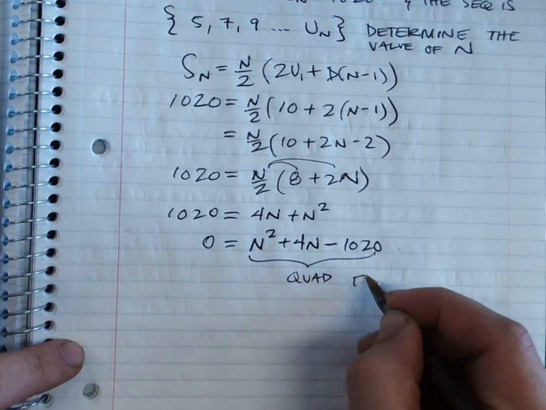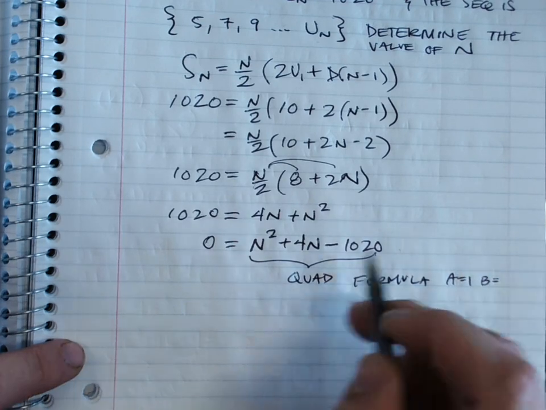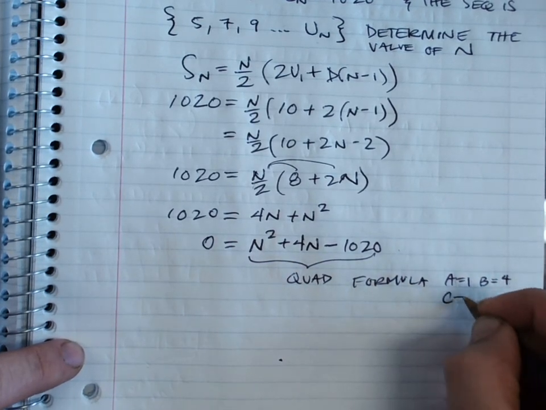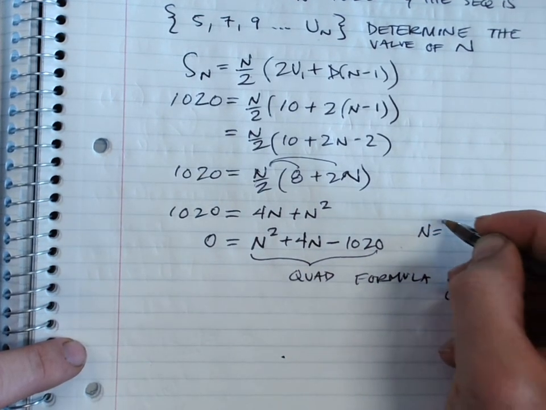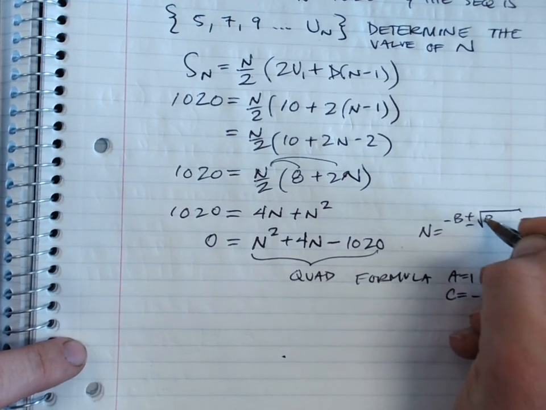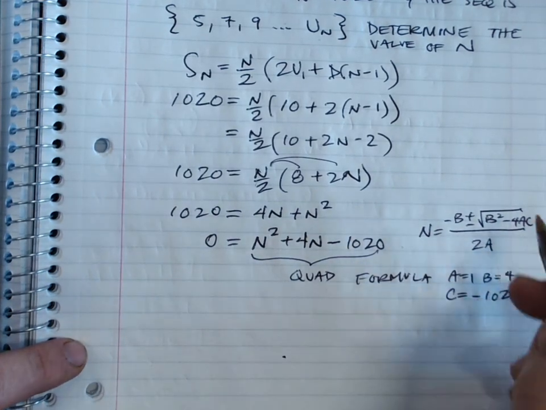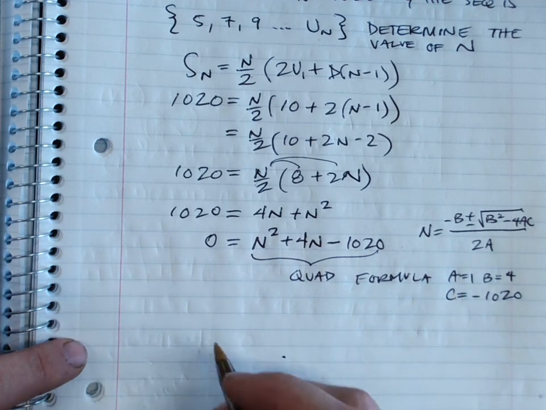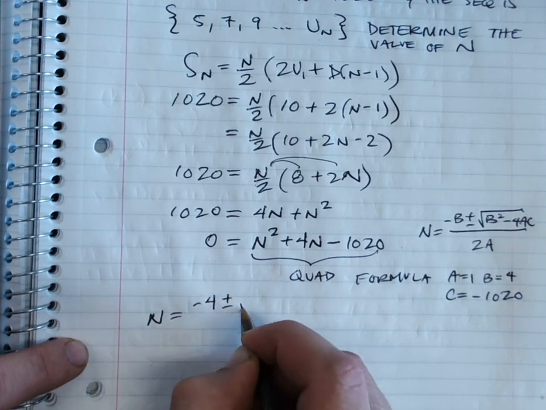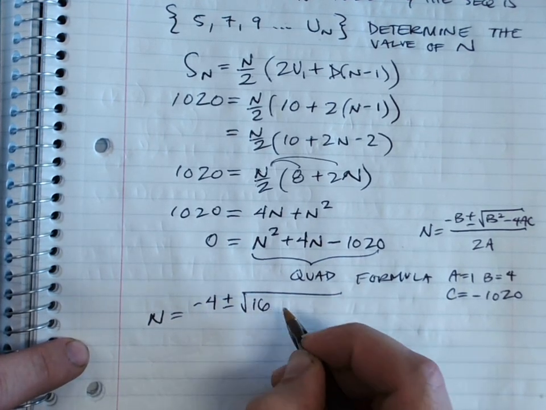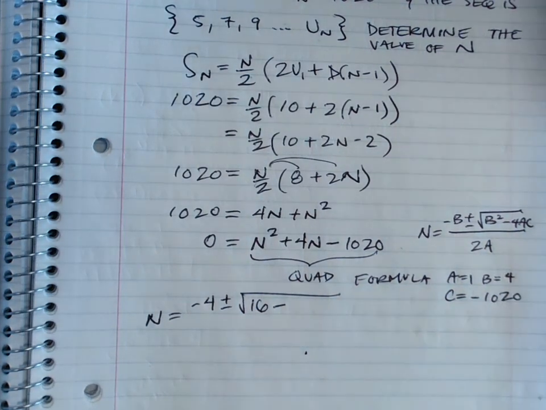We're going to use the quadratic formula. And a is 1, b is 4, and c will be negative 1020. And by the way, the formula is negative b plus or minus the square root of b squared minus 4ac, all over 2a. All right, so let's go ahead and plug those in and calculate it. That would be negative b, which is negative 4, plus or minus the square root of 16 minus 4 times a times c.